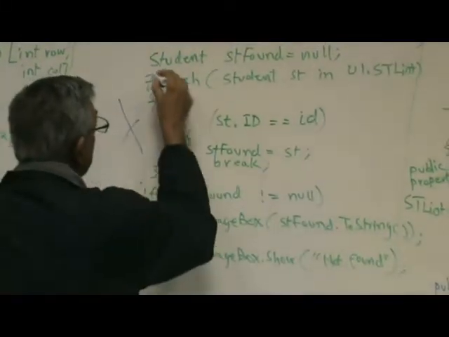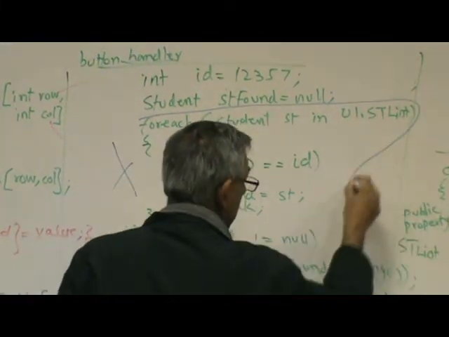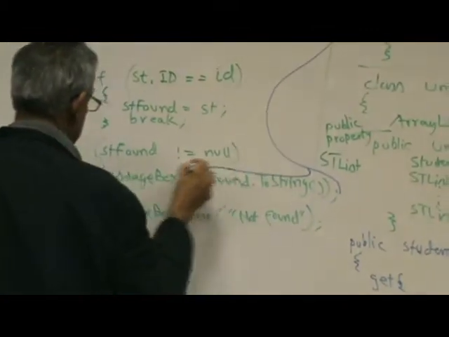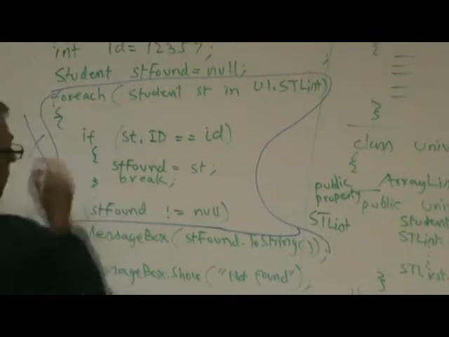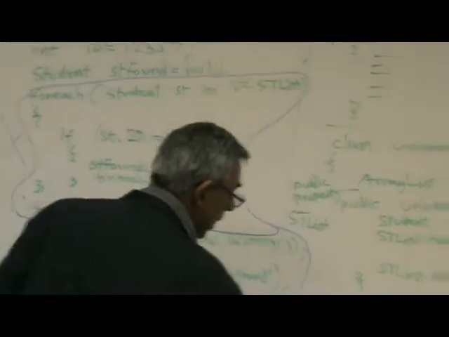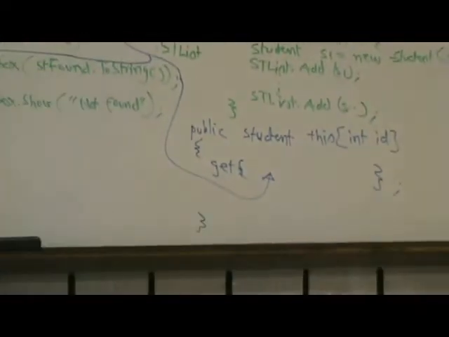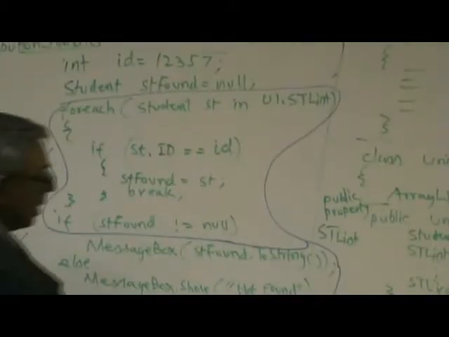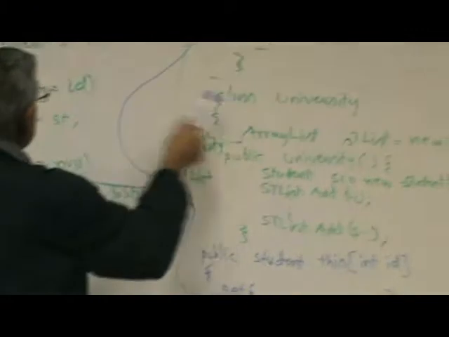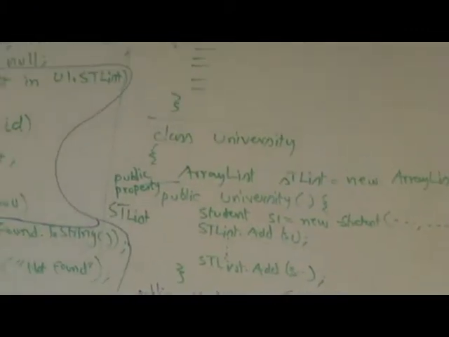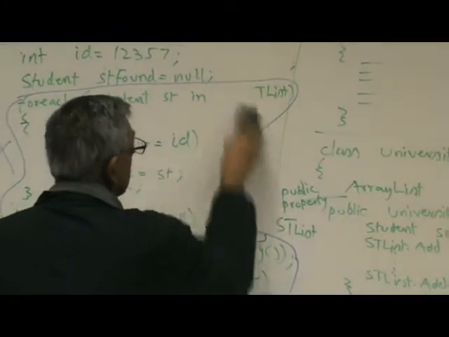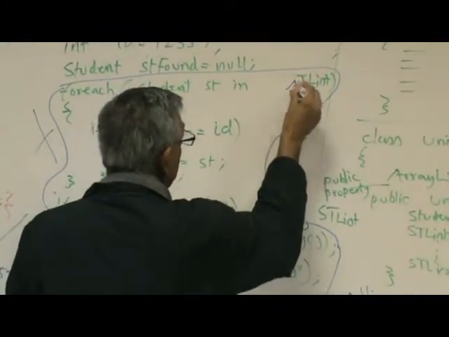So all of this code starting from this part, let's move this part of the code right over here. What change will we make in this part? Because now we are already inside the university class. Do we have to say u1.stList? No. So this will become lowercase stList, right? Everybody agrees?